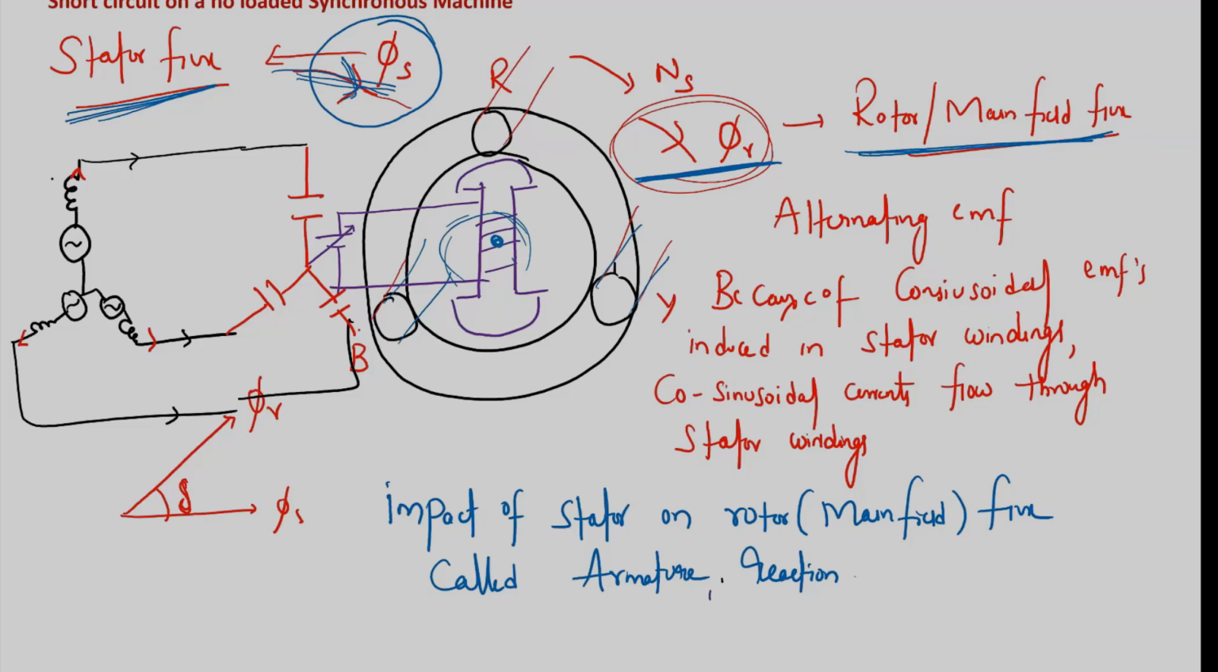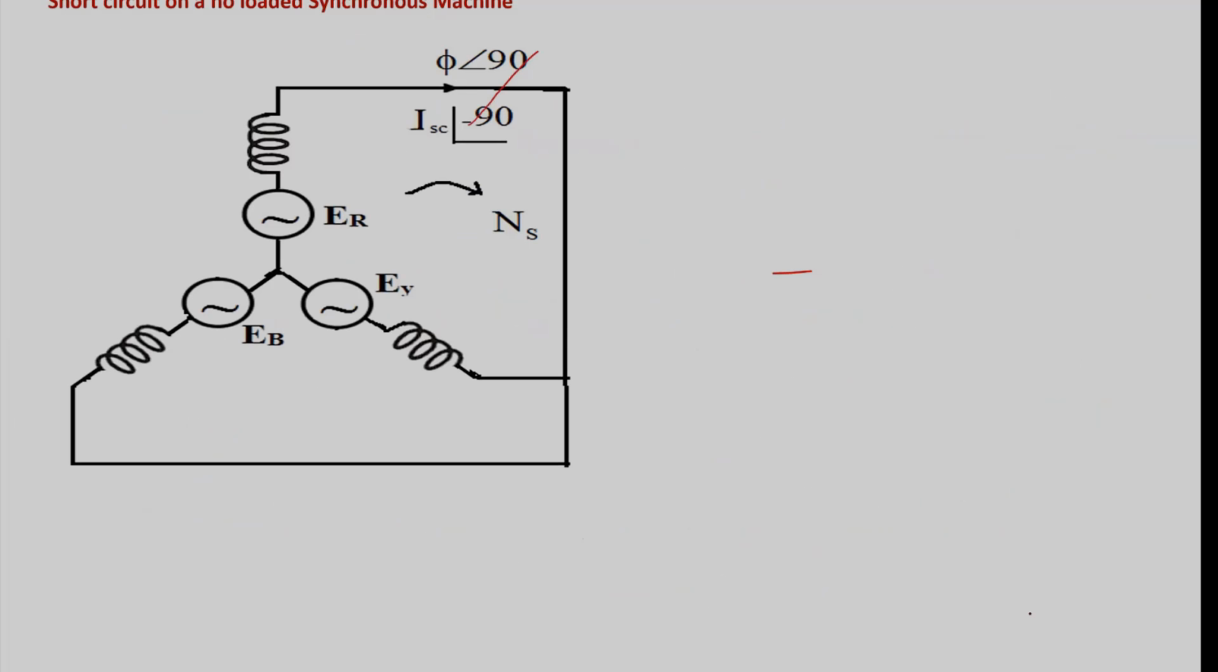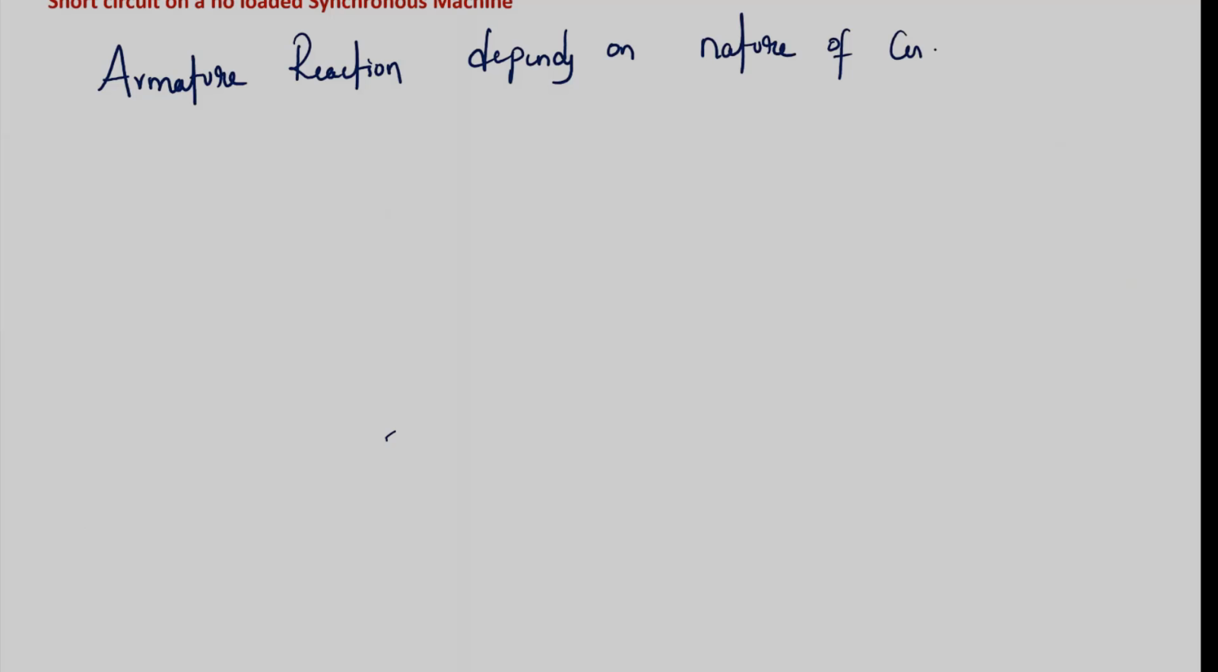Understand? So armature reaction depends on the nature of current flowing through the stator windings. Understand?